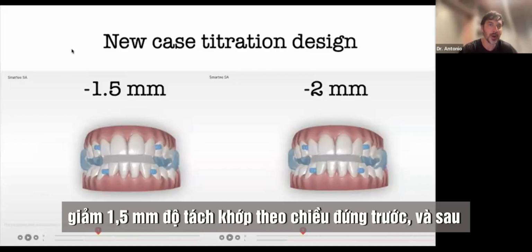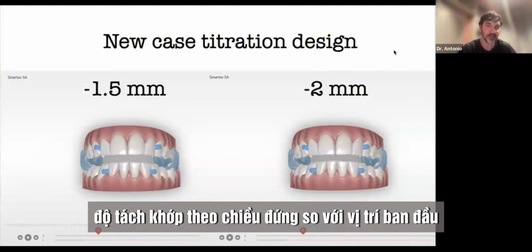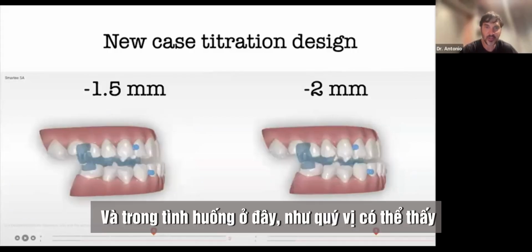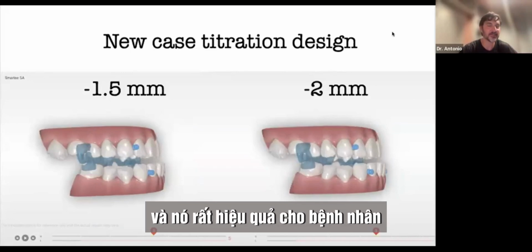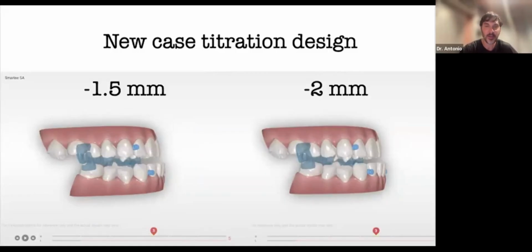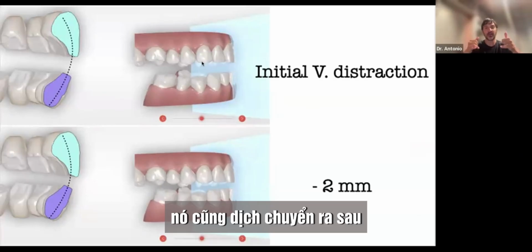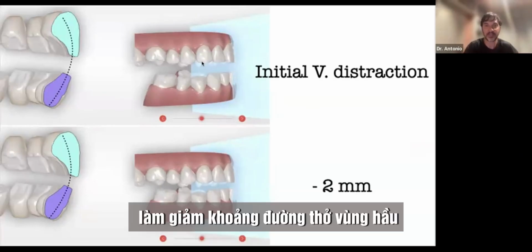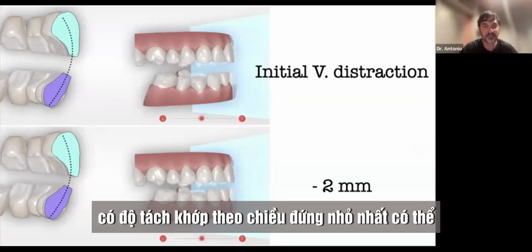We asked before for less 1.5 millimeter of vertical distraction, and then we accepted less 2 millimeter of vertical distraction from the starting position. And in that situation, as you can see here, we have a very thin distraction, a very comfortable device, and it's very effective for the patient. This is because as the mandible moves downward, it also shifts posteriorly, reducing the pharyngeal airway space. And that's the reason why we always try to have the smallest vertical distraction we can.